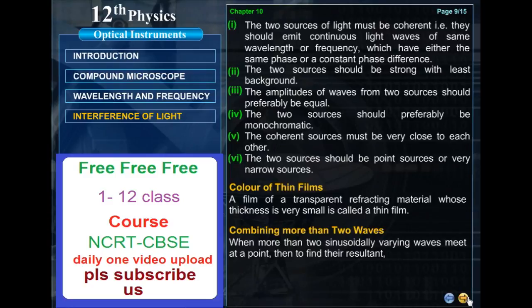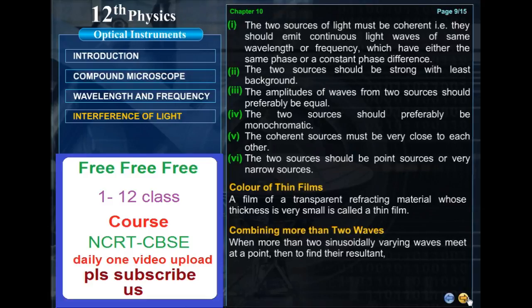The amplitudes of waves from two sources should preferably be equal. The two sources should preferably be monochromatic. The coherent sources must be very close to each other. The two sources should be point sources or very narrow sources. Color of thin films. A film of a transparent refracting material whose thickness is very small is called a thin film.